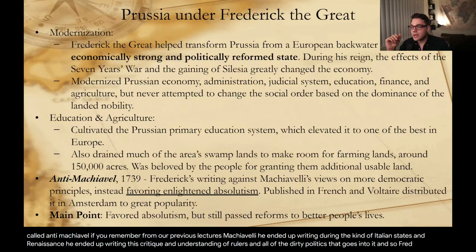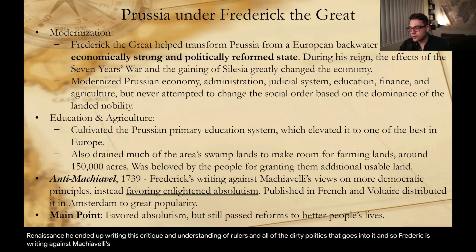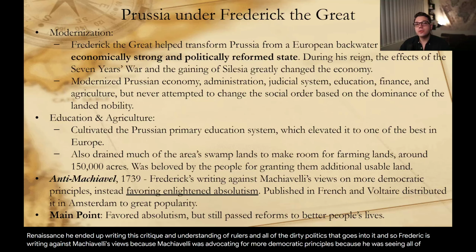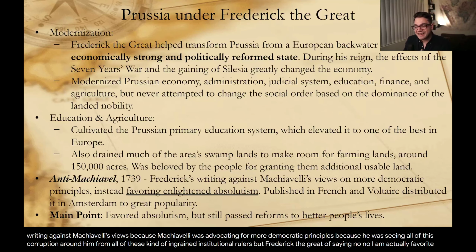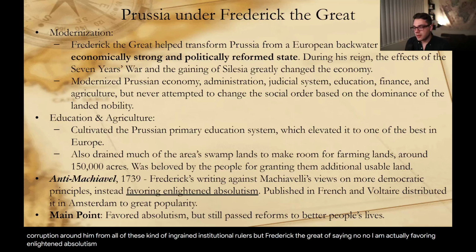And so Frederick is writing against Machiavelli's views, because Machiavelli was advocating for more democratic principles, as he was seeing all of this corruption around him from all of these ingrained institutional rulers. But Frederick the Great is saying, no, I am actually favoring enlightened absolutism. He was reading all of this French literature from Voltaire and other enlightened minds.